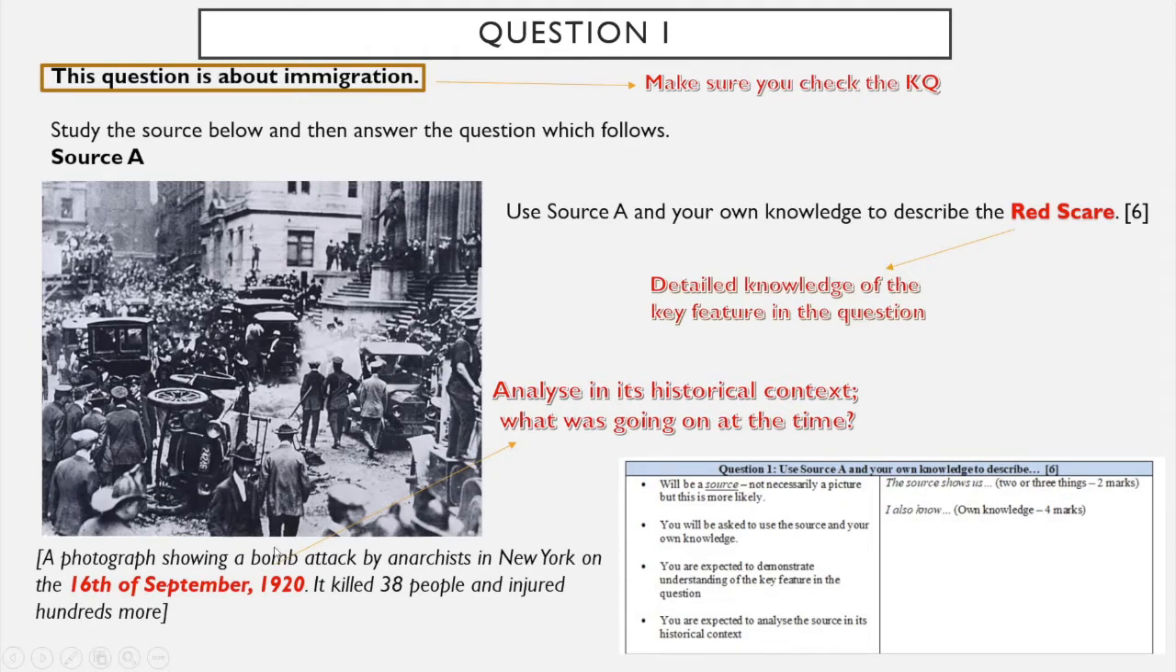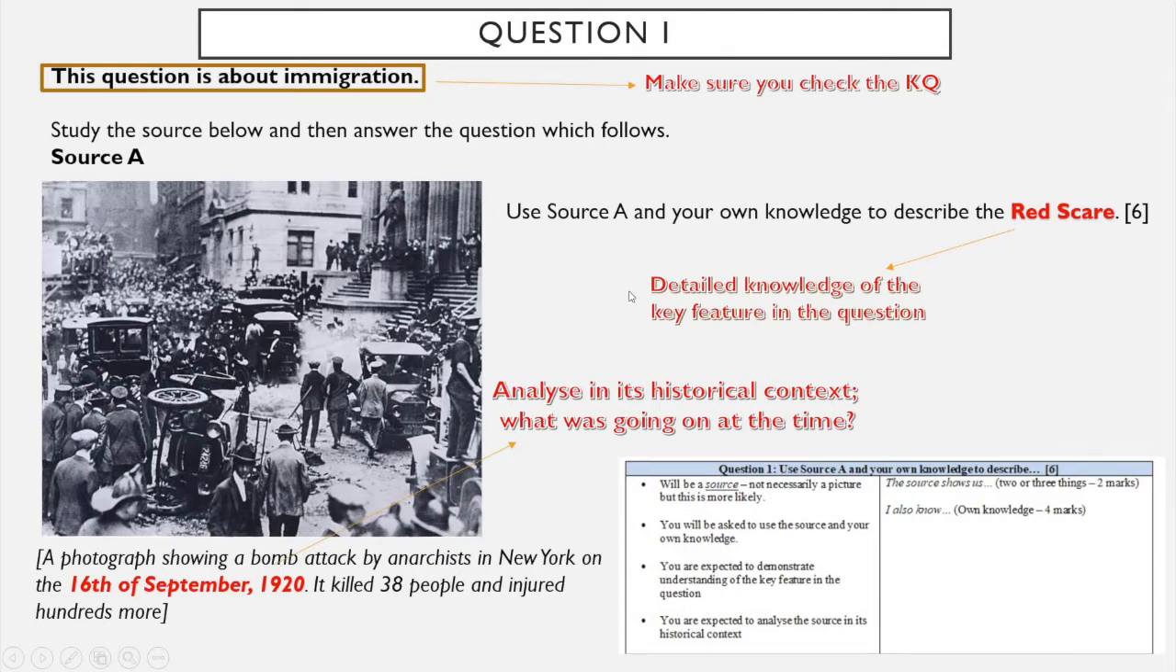With regards to analysing the source in its historical context, we're looking at the date and thinking about what is going on or has been going on around this time. What's gone on before it, what hasn't happened yet, that kind of thing, okay? So you were looking at things like, obviously the Palmer raids had happened on May Day 1920, so this is after the Palmer raids, okay?